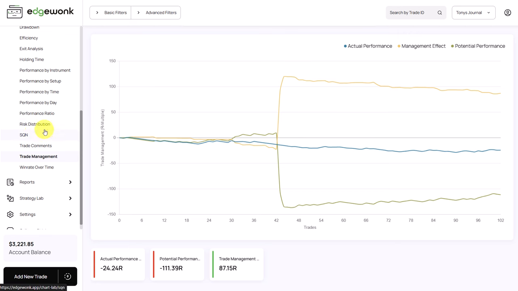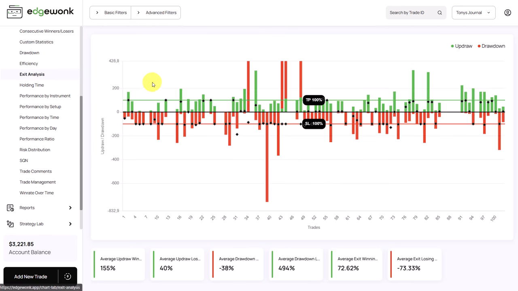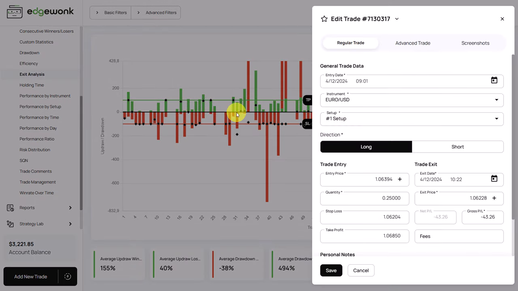The next thing I noticed is his exit analysis. And whenever you see that the red bars are above the zero line, that also indicates there's some issue here. So let's open this up. The red lines should only appear below this zero line.